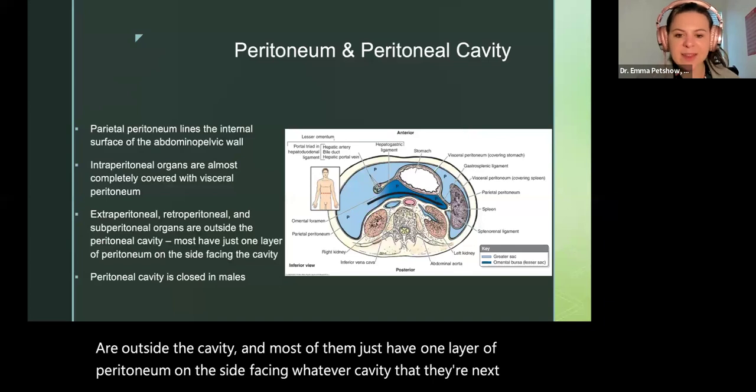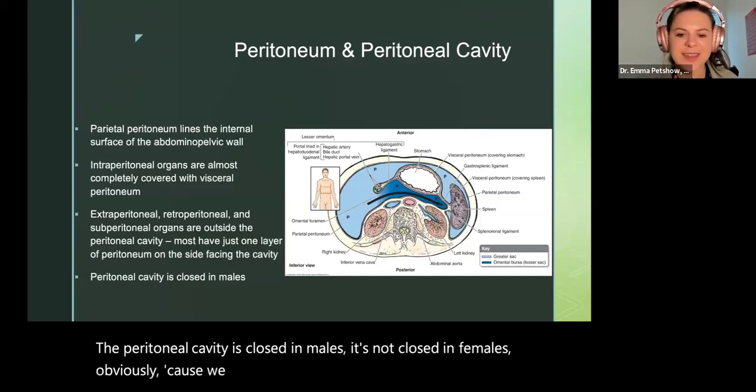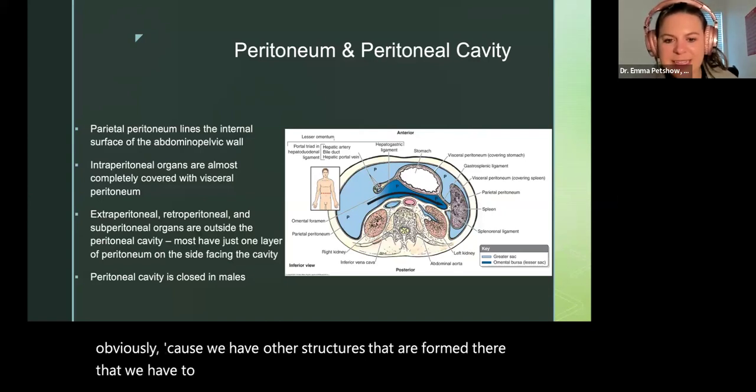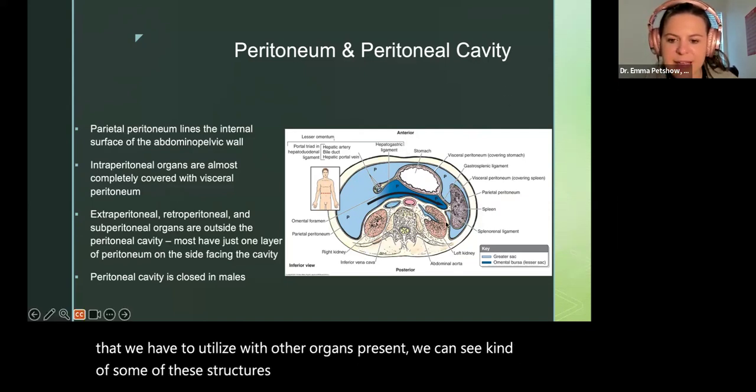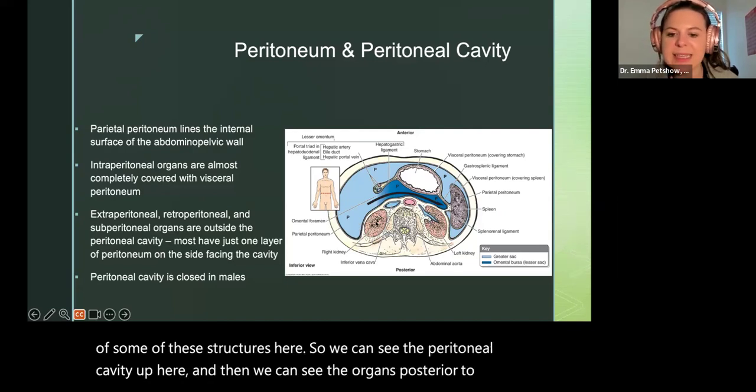The peritoneal cavity is closed in males. It's not closed in females, obviously, because we have other structures that are formed there that we have to utilize. We have other organs present. We can see some of these structures here. We can see the peritoneal cavity up here, and then the organs posterior to it, really our kidneys on the other side.